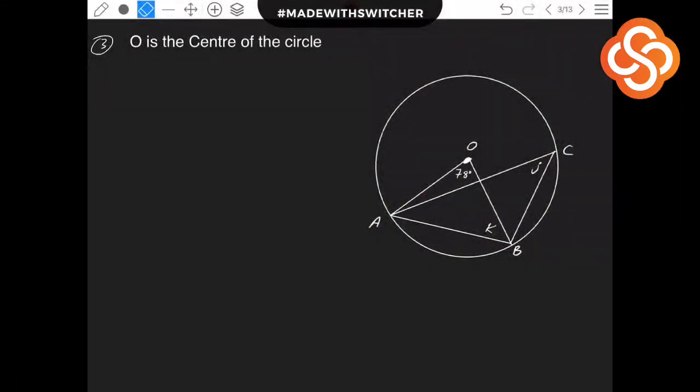Now the question that we have on the board says O is the center of the circle, and we are required to find the value of J and the value of K. So we're going to go ahead and solve this question. It depends on you as to how you want to solve it, what you want to start with. Do you want to start with K or do you want to start with J? Personally I choose to start with K.